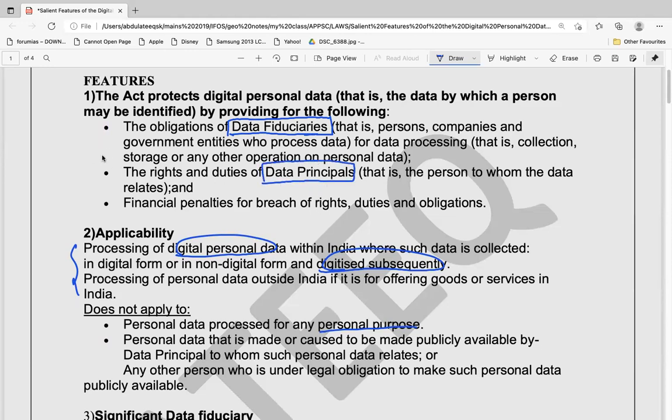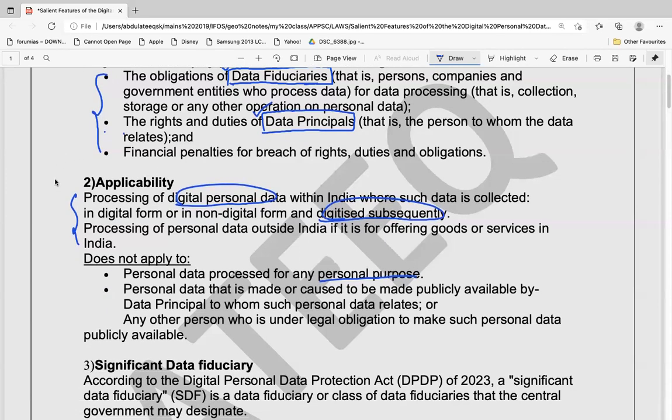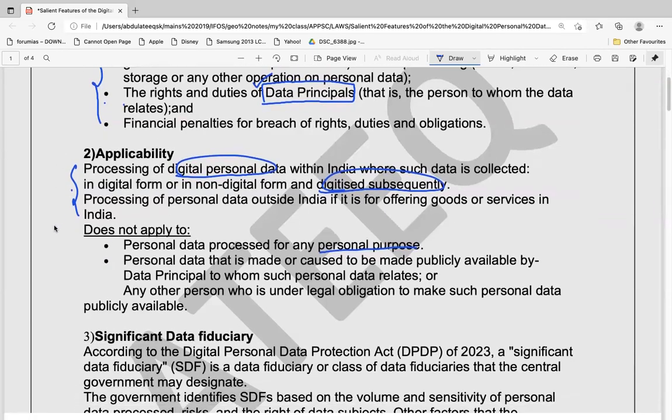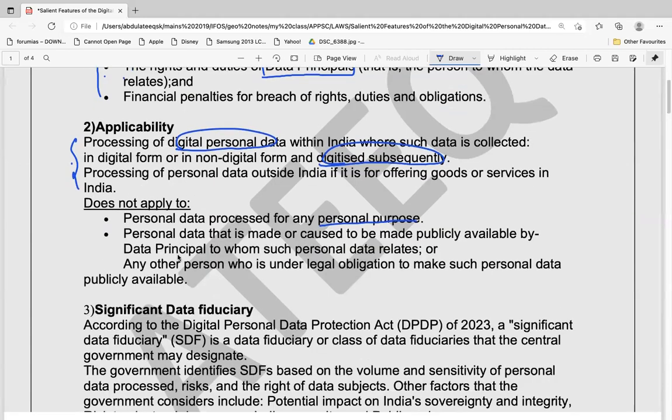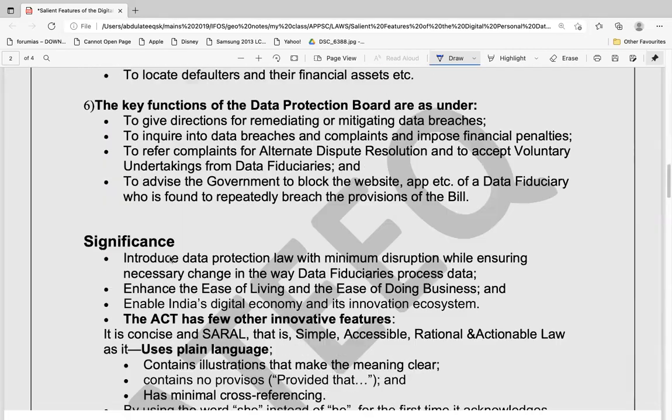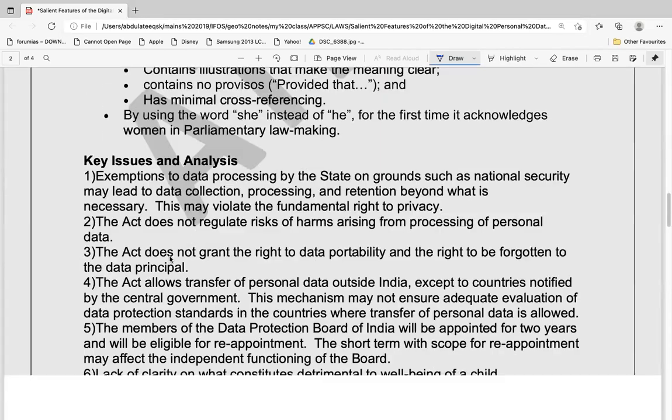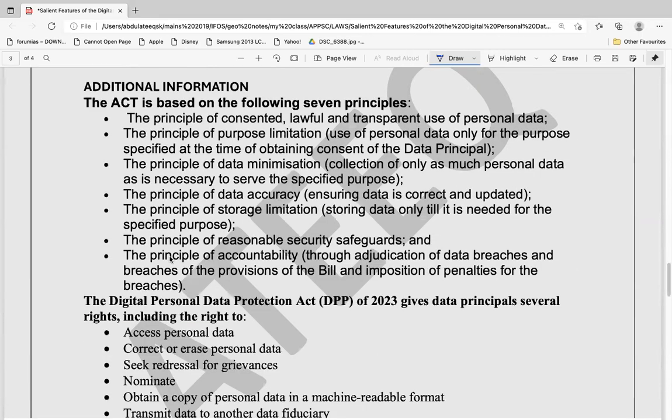So the prime essence of this Act is three things: obligations of the data fiduciaries, rights and duties of the data principals, and financial penalties in case it is breached. Okay, so these are the important points that you need to know, and this can be asked in the prelims. Before getting into the other provisions, let us understand this briefly. This is not required, but having an idea is important. What are these rights and responsibilities?